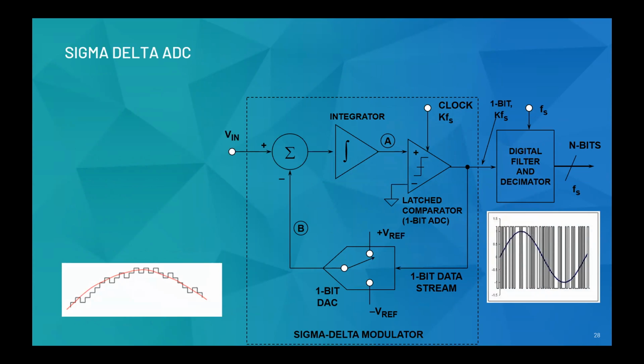In delta modulation or sigma delta modulation, the analog signal is quantized by a 1-bit ADC, a comparator, as shown. The comparator output is converted back into an analog signal with a 1-bit DAC over here, and then after passing through the integrator, it is again compared at the clock.